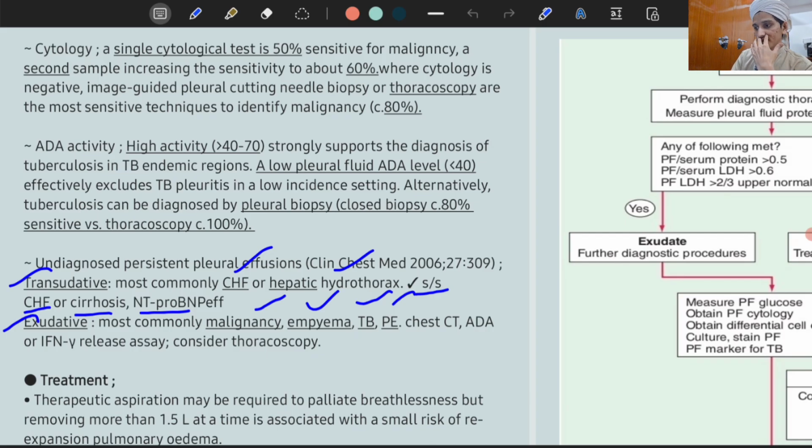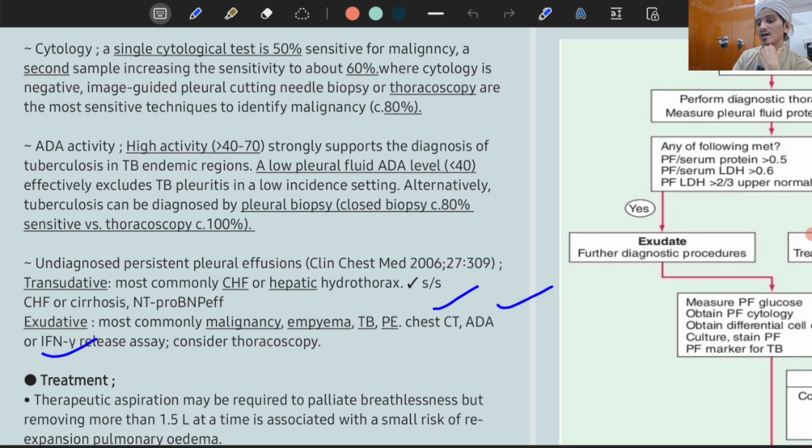Okay, empyema, tuberculosis, malignancy, pulmonary embolism. How do you diagnose? Chest CT, ADA, IFN gamma release assay. Okay, or you can consider thoracoscopy also. So that's about the investigations of pleural effusion.